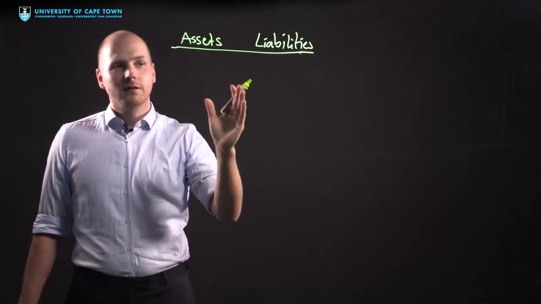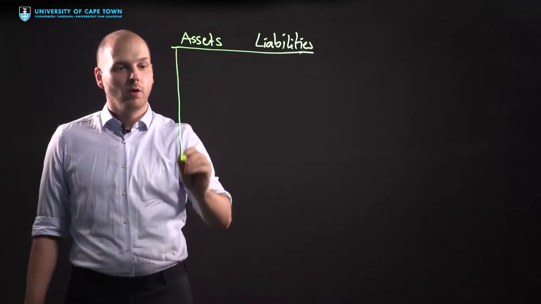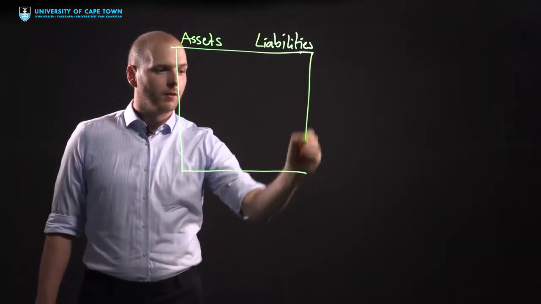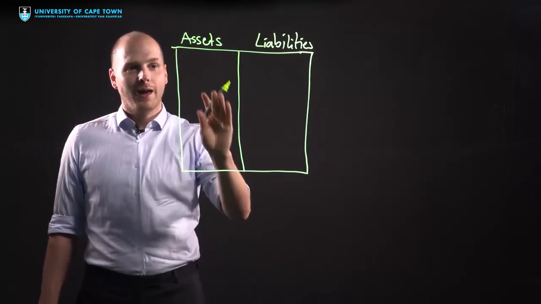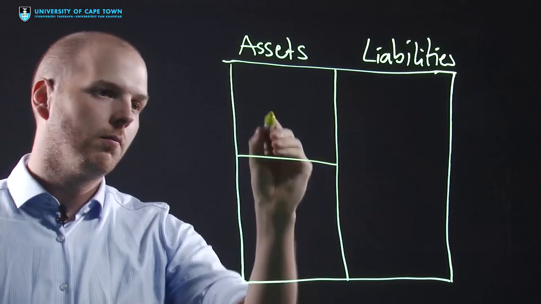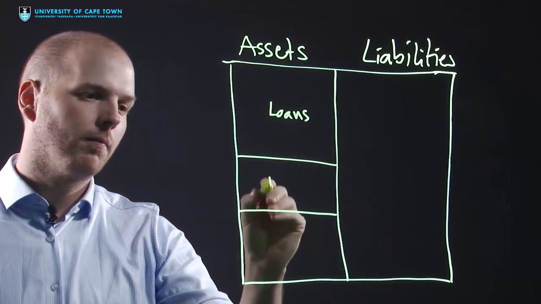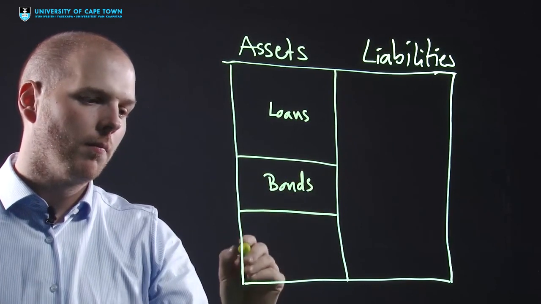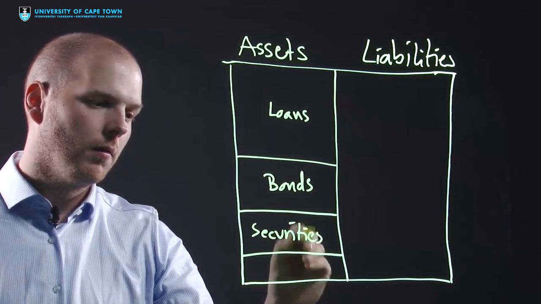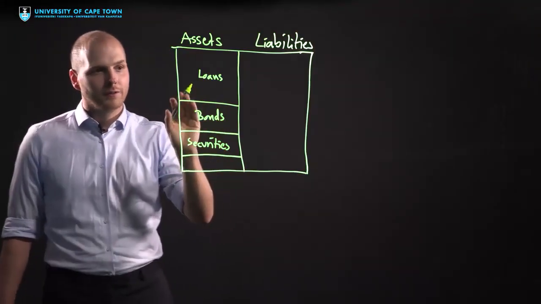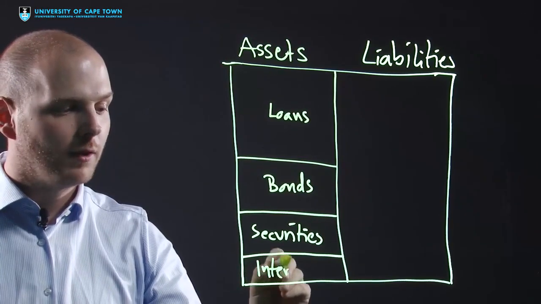Now, a balance sheet is called a balance sheet because the asset and the liability side have to balance. So the best way to draw them is to draw them like a little rectangle box. The different assets that a bank has are mainly loans. Then there are some bonds, some securities. And these are other securities, so these are, for example, equities or derivatives. And then there are some interbank claims. So let's just write this as interbank.